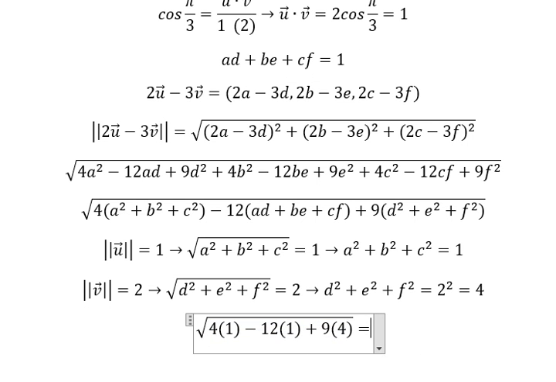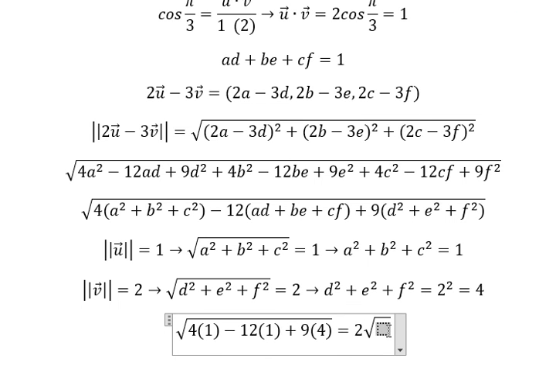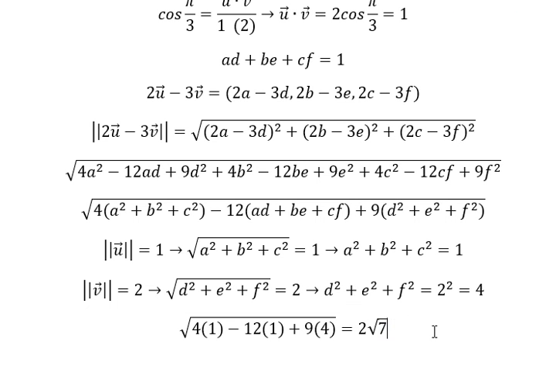We calculate this one and we can get the final answer. That is 2 multiplied by the square root of 7. And that's the final answer.